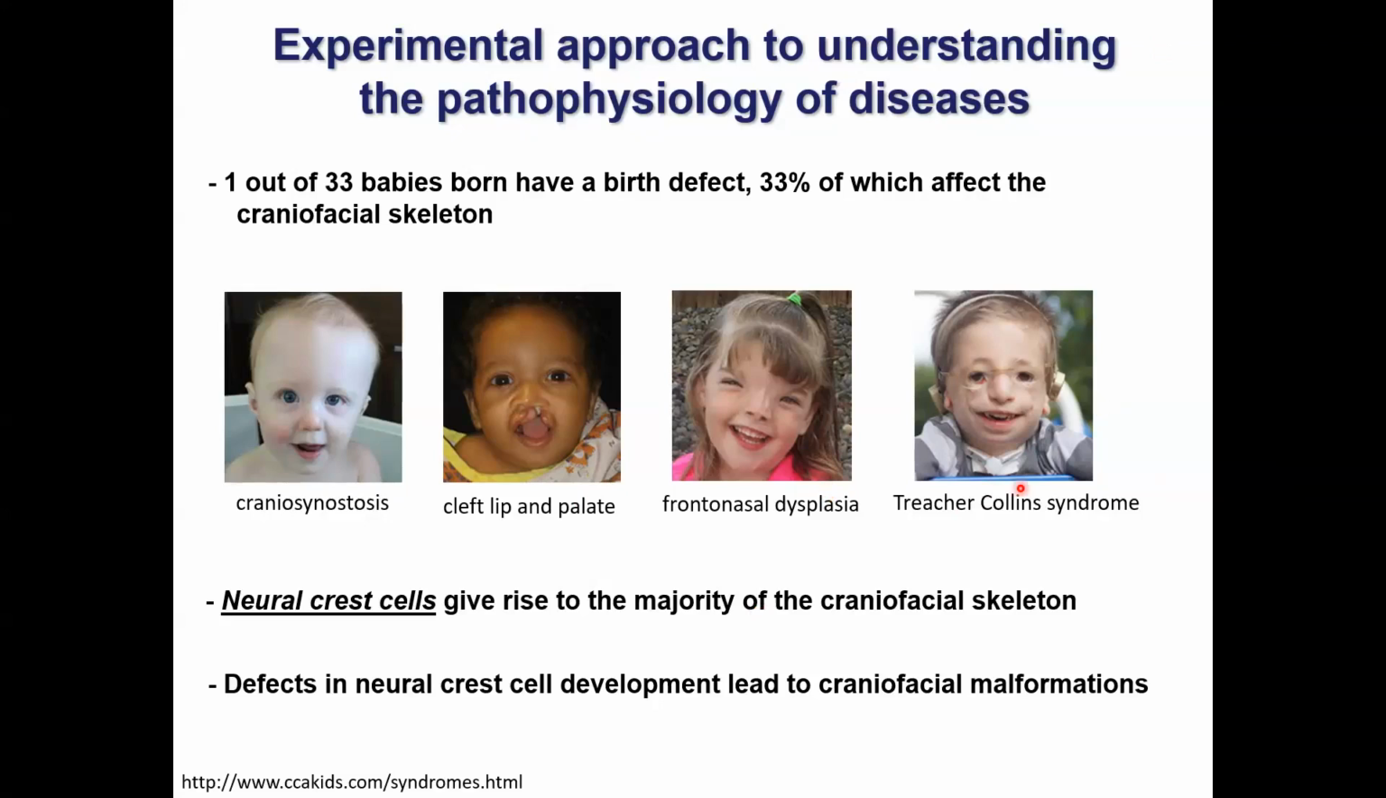Anyway, we know that neural crest cells are a cell population during embryogenesis that gives rise to the majority of the craniofacial skeleton by partially driving morphogenetic movements and also differentiating into the actual bone and cartilage of the face. Thus defects affecting this cell population during development underlie the majority of these craniofacial malformations. So I'm interested in studying this cell population to understand craniofacial development.